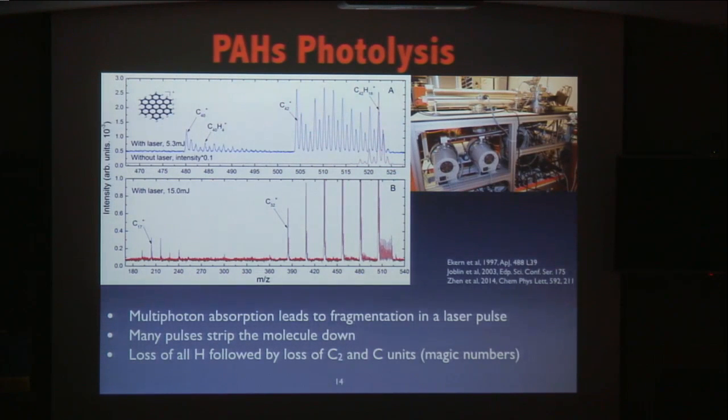Then when you increase the power of the laser, you can start to see that you start to lose C2 units. You start to break down the carbon skeleton. You make them smaller and smaller until you reach C32. That's sort of the last stable cage that you can have. And then you switch over to the chains.